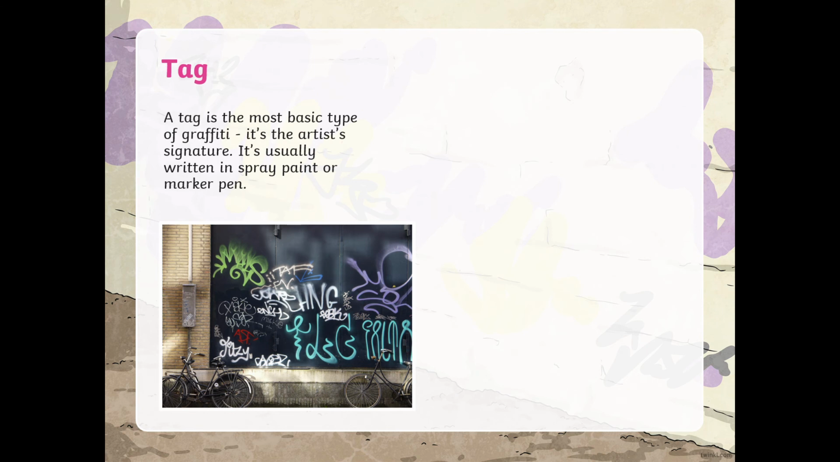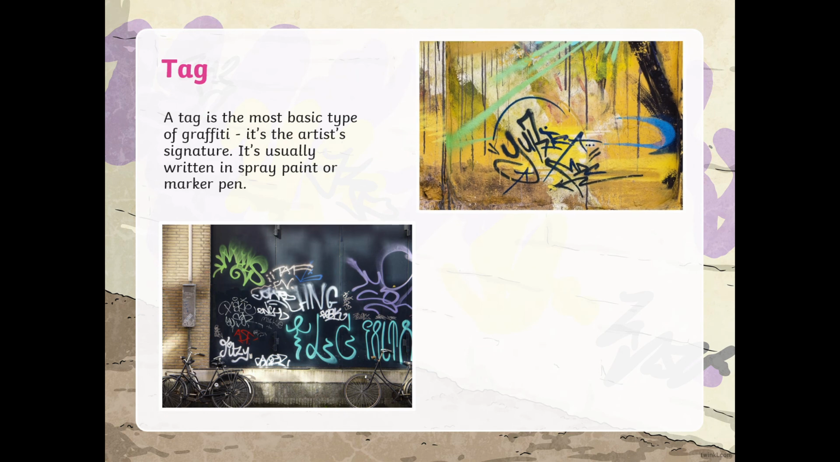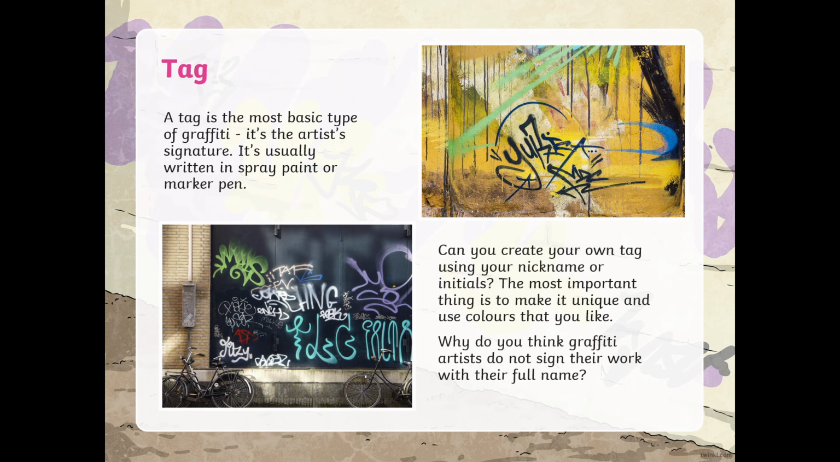So we move on to the tag. Now, a tag is the most basic type of graffiti. It's the artist's signature, and it's usually written in spray paint or marker pen. So, in a moment then, you're going to have a look at creating your own tag using your nickname or your initials or just your normal name. And the most important thing is to make it unique and use colours that you like.